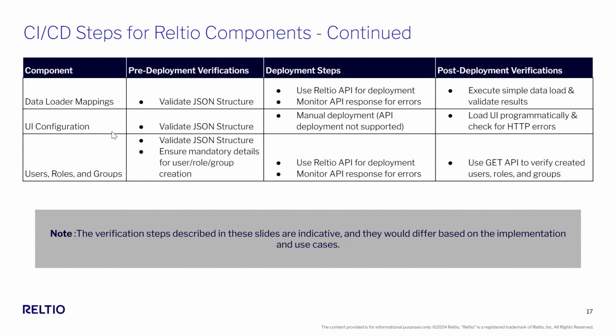In terms of UI configuration, there are certain limitations here, though you can validate the UI configuration JSON files as a pre-deployment verification, but we do not have any standard API for UI configuration deployment. So the deployment cannot happen through a CI/CD process. It needs to be manual. That's one of the limitations we have currently, right? But you can still do the post-deployment verification where you can load the UI programmatically and check for any HTTP errors while loading.